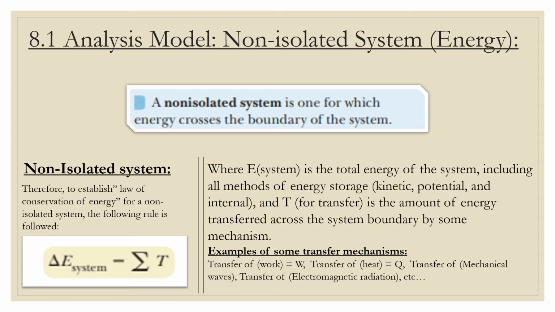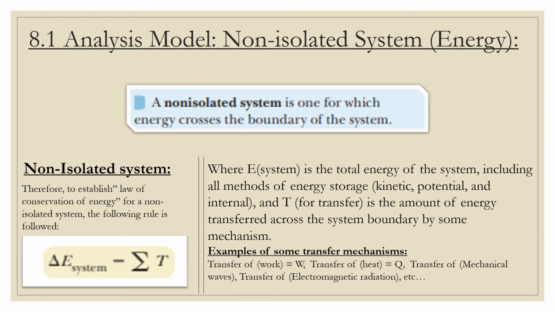As I said, T is the transfer of energy out of the system, and for the transfer of energy, we have many forms. Transfer can be transfer of work, can be transfer of heat, which for abbreviation we can call letter Q. And then there is the transfer of mechanical waves and transfer of electromagnetic radiation, etc. There is a lot of energy that can be transferred out of the system and into the system.